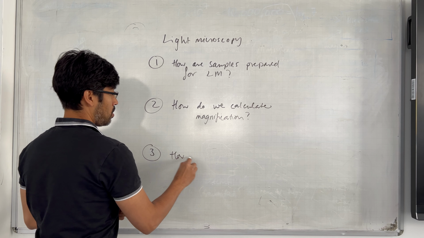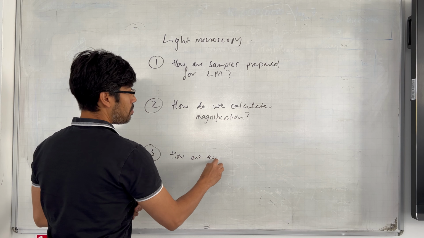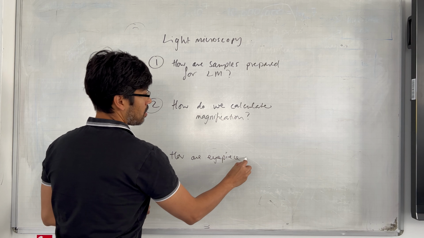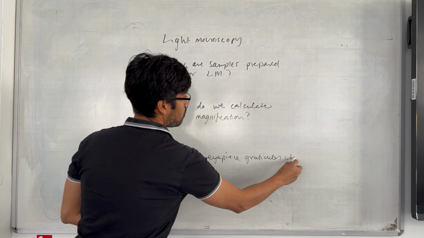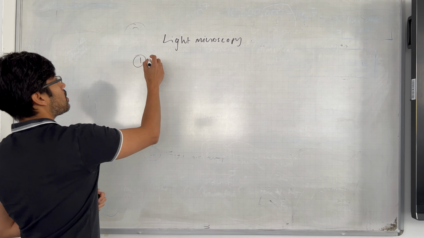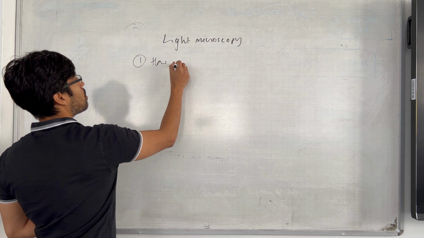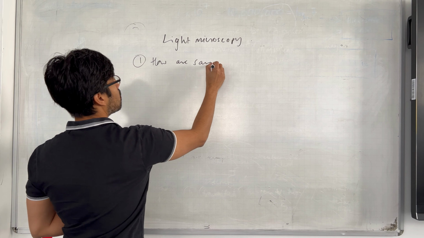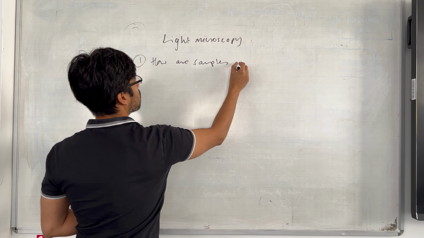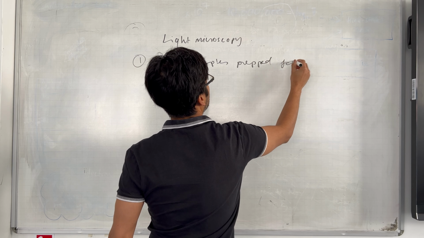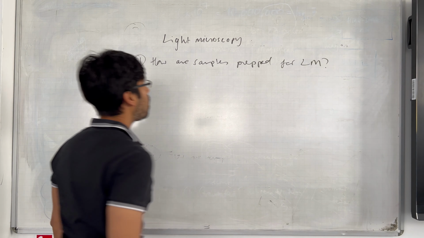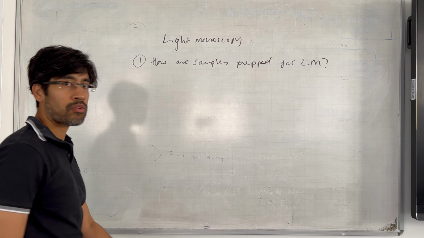Number 3, how are eyepiece graticules used? Number 1, how are samples prepped for LM? How are samples prepared for light microscopy?